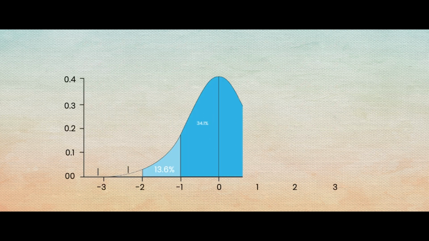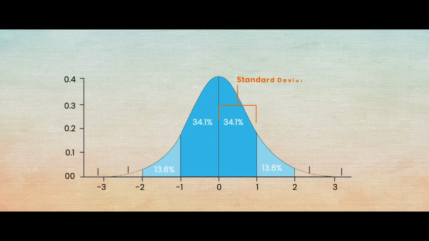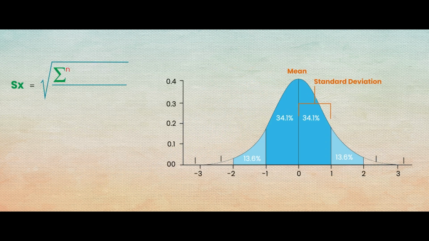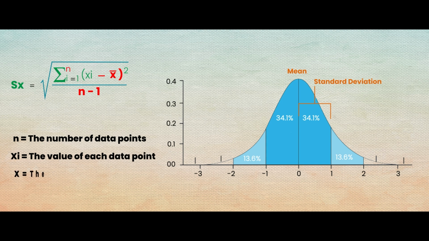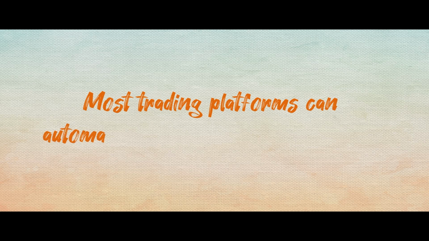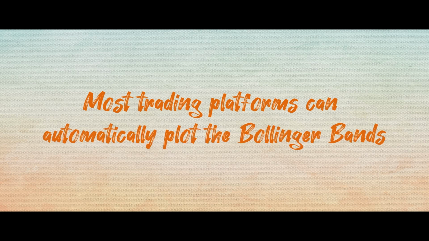The standard deviation is a statistic that measures the dispersion of a data set relative to its mean. It is calculated as the square root of the variance by determining each data point's deviation relative to the mean. The greater the distance between the data points and the mean, the higher the standard deviation. ये तो full bouncer गया. Don't worry, there's no need for you to understand the math behind this, as you don't really need to calculate the standard deviation. Most trading platforms can automatically plot the Bollinger Bands for you.